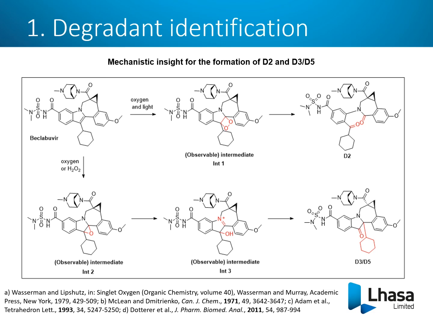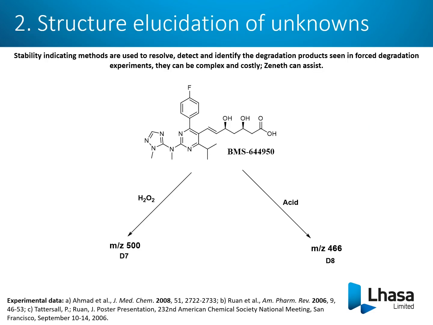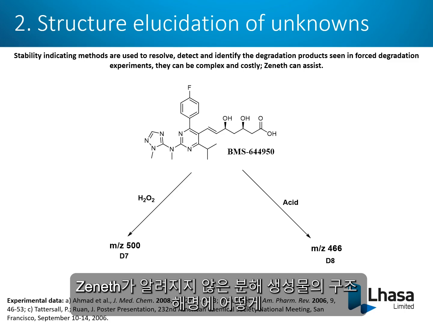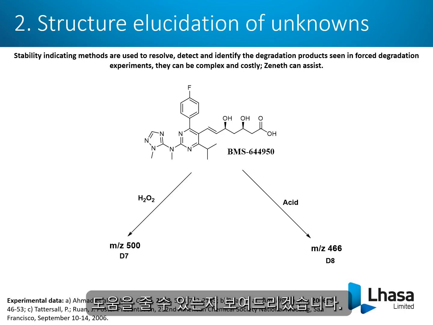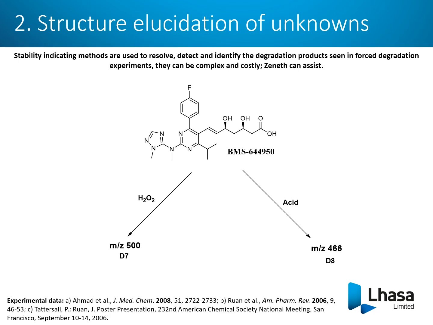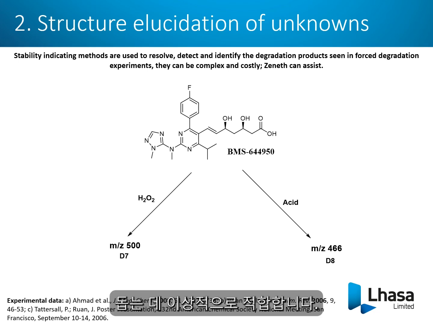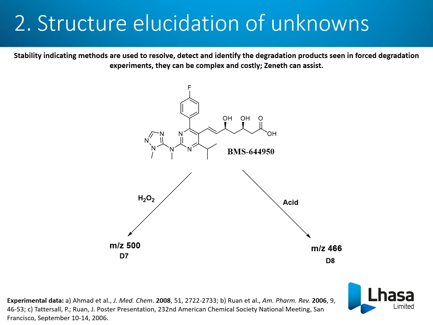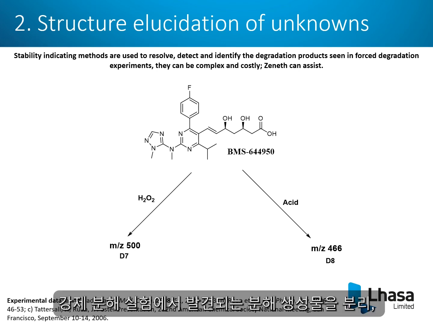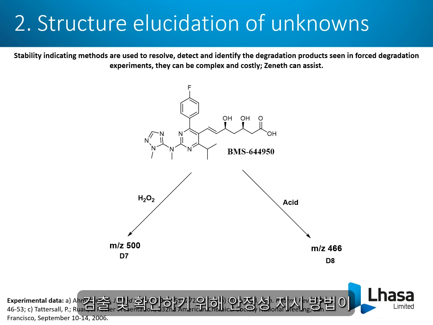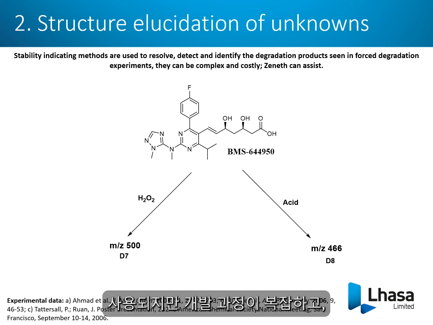For my second case study, I will show how Zeneth can aid in the structural elucidation of unknown degradation products. This is ideally suited to aid in the comprehension of the results of forced degradation studies. Stability indicating methods are used to resolve, detect, and identify the degradation products seen in forced degradation experiments, but they are complex and are costly to develop.